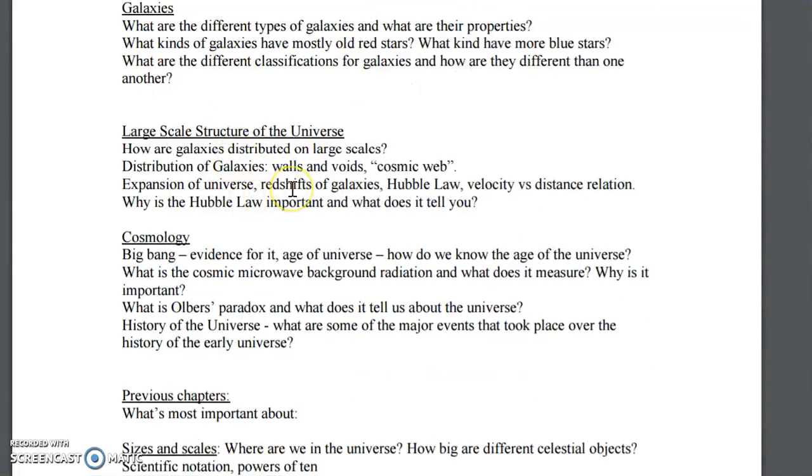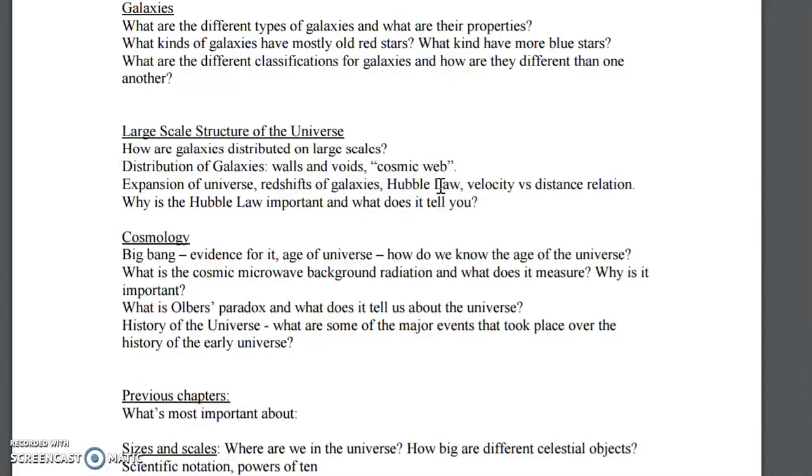Large-scale structure, you know from that chapter, galaxies are distributed in large webs or strands in 3 dimensions, and so this is called the cosmic web. There are long chains of galaxies called walls, and areas where there are very few galaxies called voids. And the Hubble law is one way of measuring the distance of those galaxies.